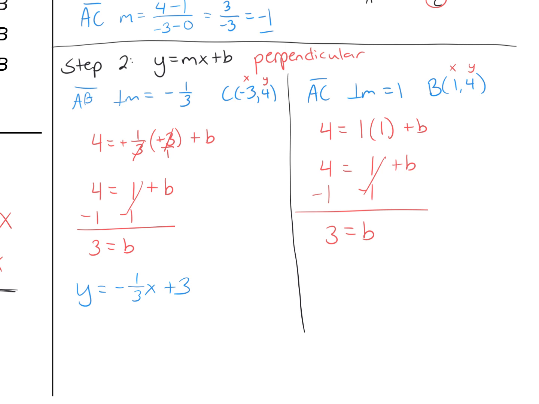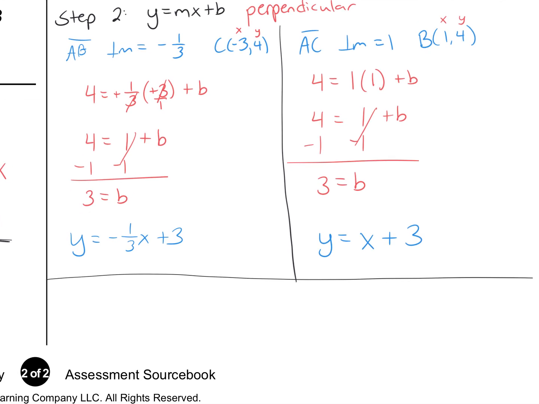So we have 3 equals b. Some of us panicked. Is it okay that these are the same? Yes. Just a coincidence. It is okay that they're the same. So my equation for this side is y equals 1x plus 3. Are we done with step 2? Yes. Step 3 should be your favorite step because what's the only thing you really have to do?